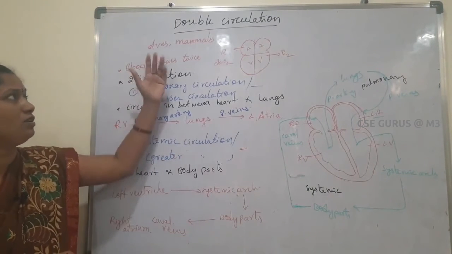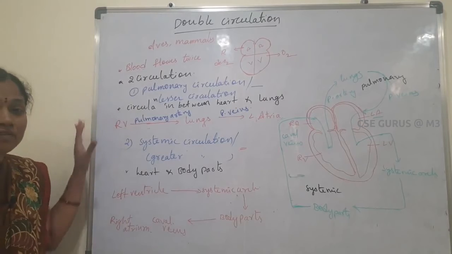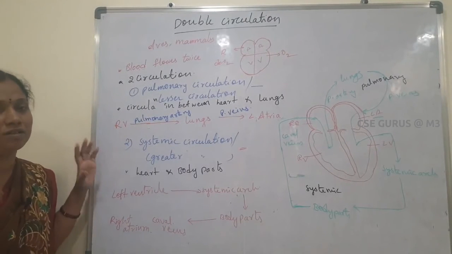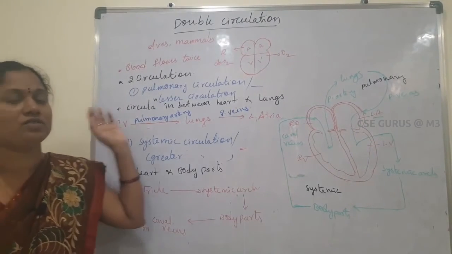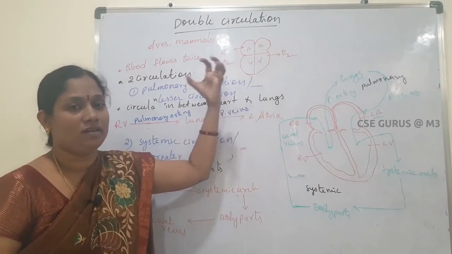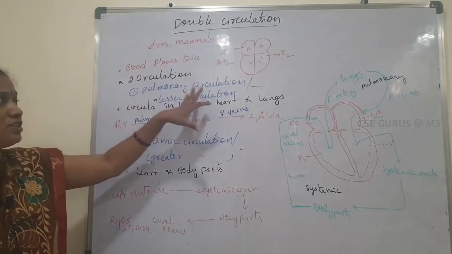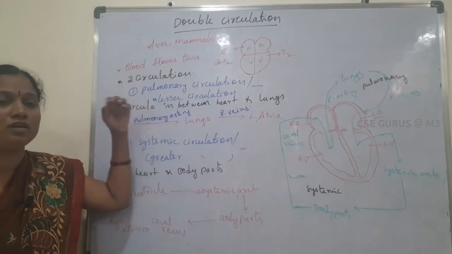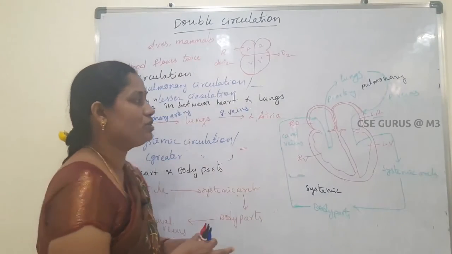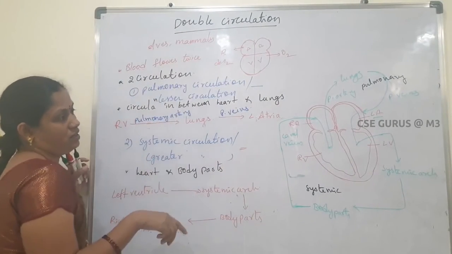So this is about double circulation. Double circulation is very well developed in aves and mammals. In aves and mammals, the deoxygenated and oxygenated blood are completely separated as they are circulated in our heart. Double circulation means the blood flows two times through the heart.